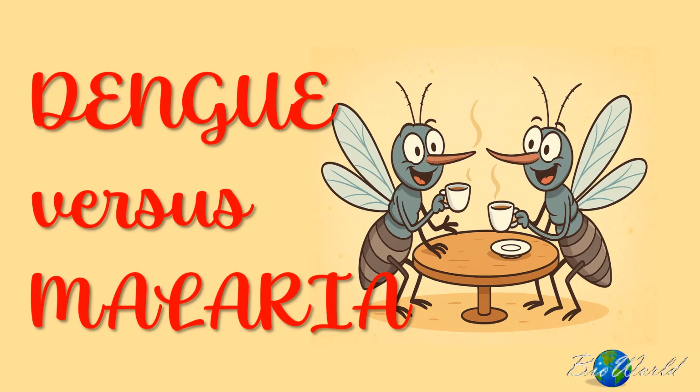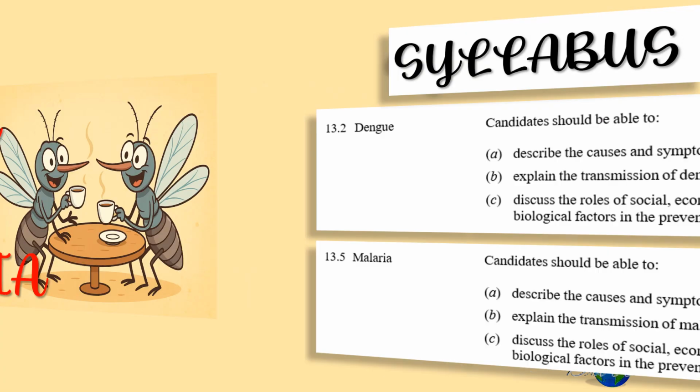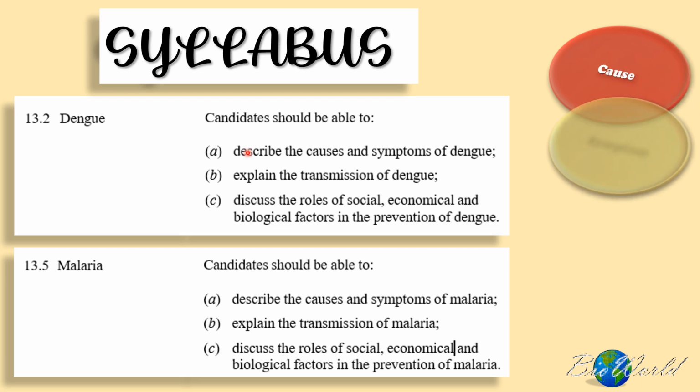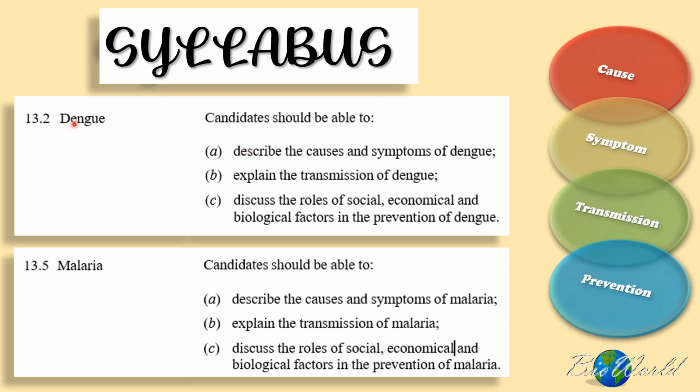Hi there, biology students. Today I'm going to compare between dengue and malaria. So before I start talking about these two diseases, let's just have a check on the STPM biology syllabus. Here's the syllabus item from chapter 13, Infectious Diseases. Dengue is in 13.2, whereas malaria is in 13.5.